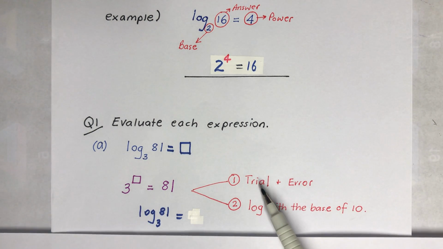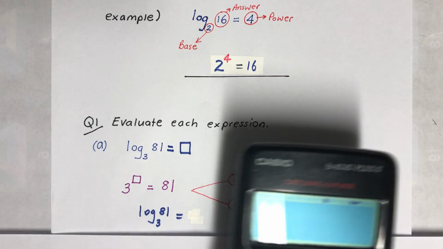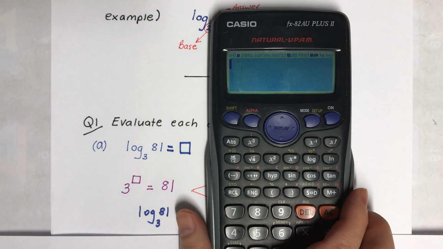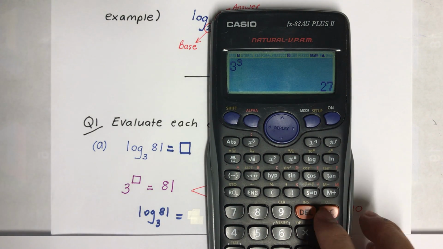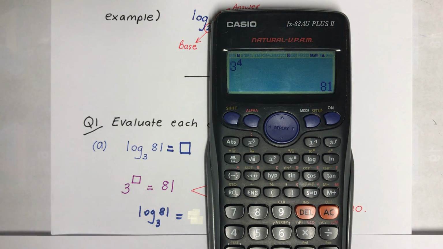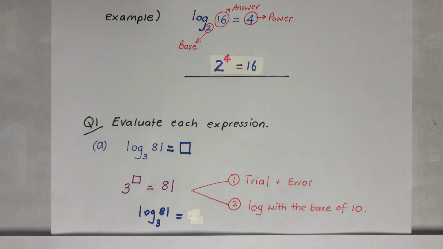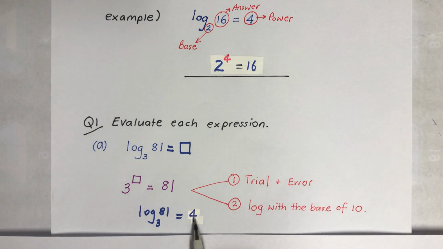Now there's a couple of ways you can do this. The first one is trial and error. And the other one is a log with the base of 10. If I did it with trial and error in my calculator, 3 to the power 1 is 3, so I don't have to do that. 3 squared is 9. 3 cubed is getting a little bit tricky, so that's 27. And I want to change it to 4. There you go, 81. So the answer will be 4, because that's the power.